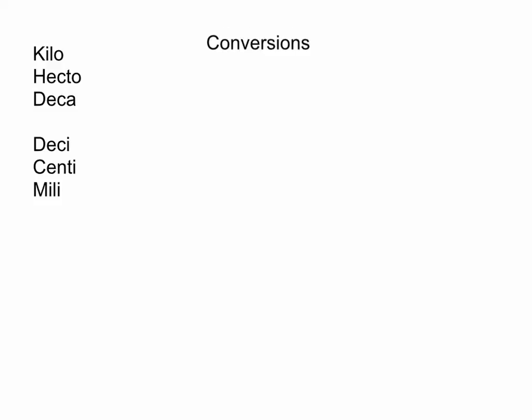Now notice how I left a space right here between deca and deci. The reason for that is that these prefixes represent larger and smaller units. And these units are the units that we talked about previously. So in this space right here in between deca and deci are the units that we normally think of as grams, meters, or liters.